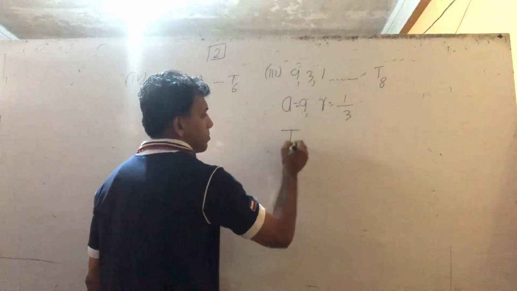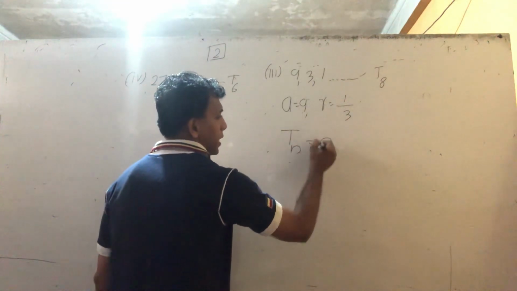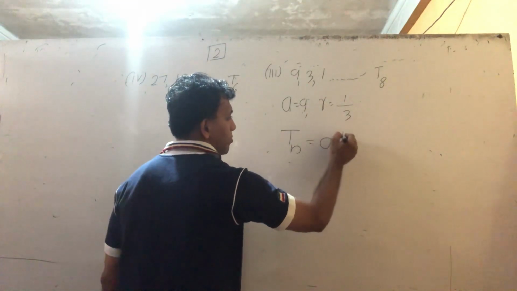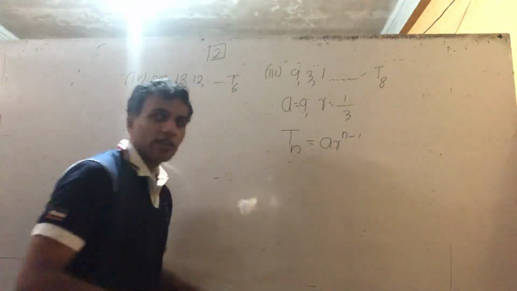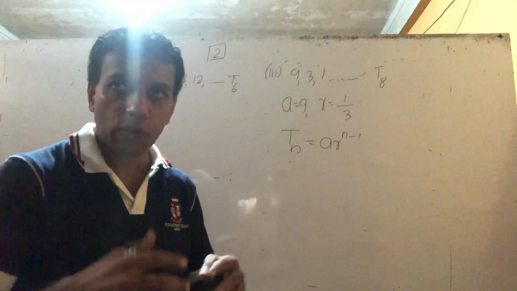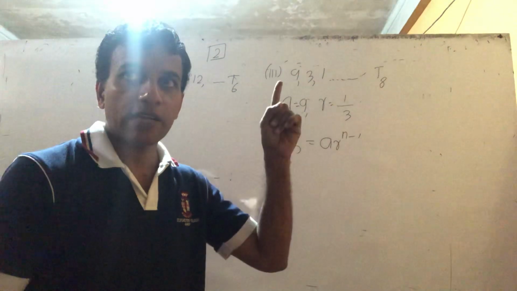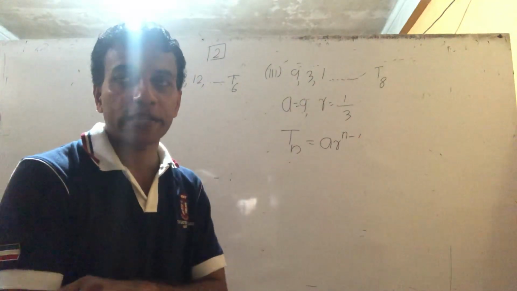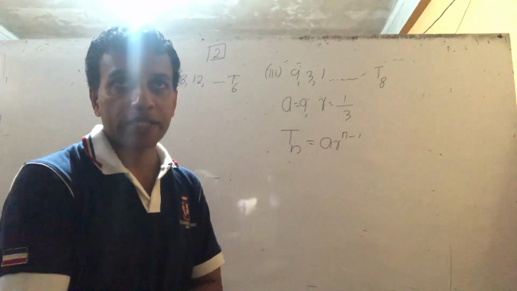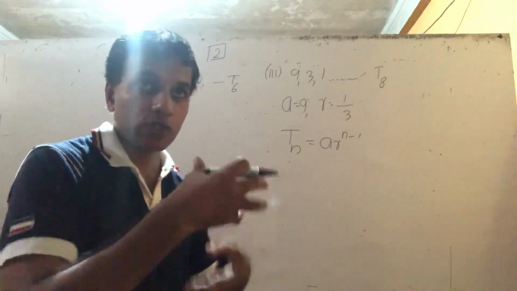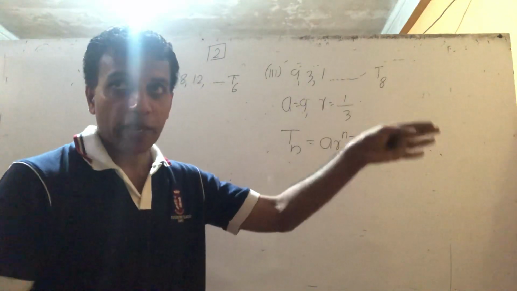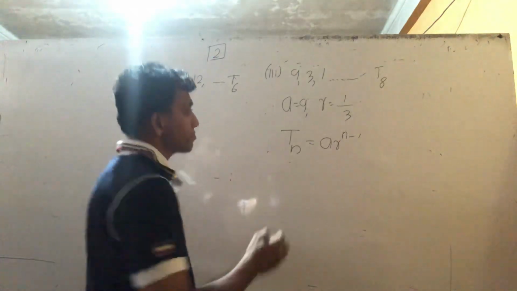Write the nth term formula: a r to the power n minus 1. Always follow the formula and substitute; only then will you become familiar with it. The Tn formula a plus n minus 1 times d is for an arithmetic series. Here it is geometric. Don't confuse or mix them. That one is for AP, this one is for GP.